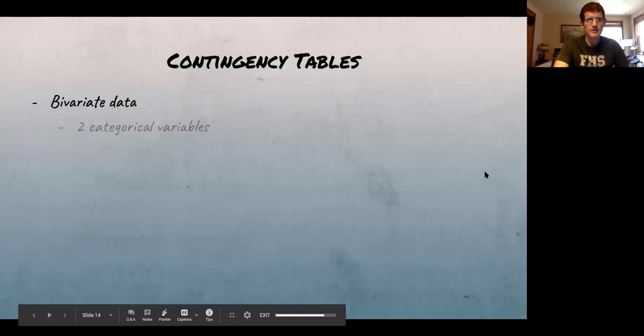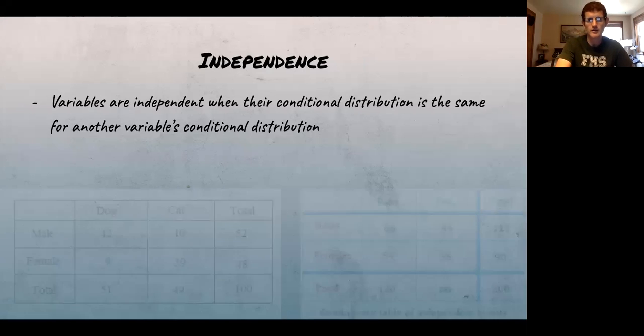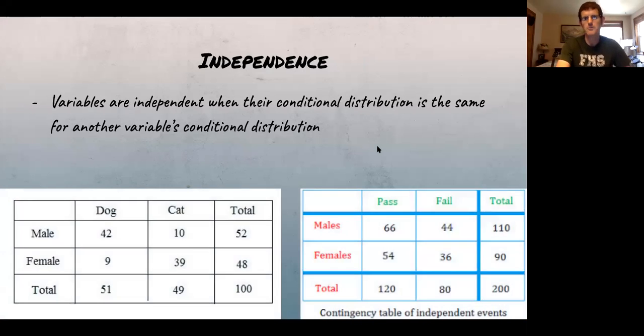Okay, we looked at contingency tables. So now we're going to talk about maybe one of the more difficult ideas in the chapter, independence. Variables are independent when their conditional distribution is the same for another variable's conditional distribution. And that might not mean anything, so let's look at some examples. Hopefully this example will clarify the concept.